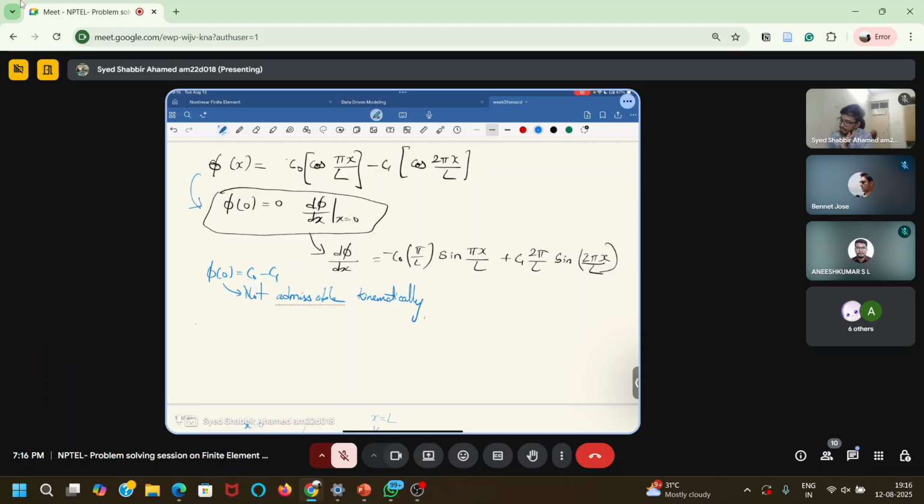Now let's take, I'll add this, whatever I'm getting here: phi naught is equal to C naught plus C1, minus C naught into cos pi x by L, minus C1 cos 2 pi x by L. Will this satisfy both the essential boundary conditions? Yes or no?